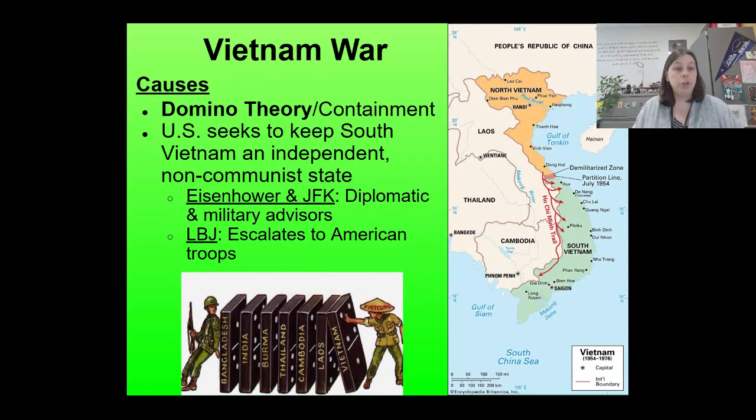And then under Johnson, the situation in South Vietnam has escalated to the point where the president of South Vietnam, Ngo Dinh Diem, is assassinated in 1963, right before Kennedy is assassinated himself. And with Diem's assassination, Vietnam is unstable enough that Johnson fears that the only way to keep South Vietnam non-communist is to send American troops. And so Johnson will send first American planes to bomb North Vietnam, and then eventually American troops, Marines at first in 1965. And that is what really begins the American War in Vietnam.